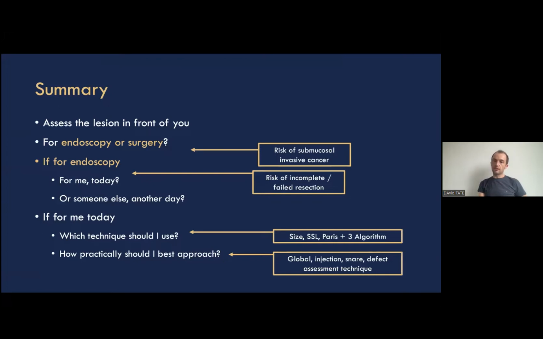If it's for endoscopy, should I be doing it or should someone else be doing it? Because we know that polypectomy is often incompletely performed, and that puts patients at risk of complications, too many procedures, and post-colonoscopy colorectal cancer. And if it is for me today, what technique should I use and how should I best approach it? Those are for next time.